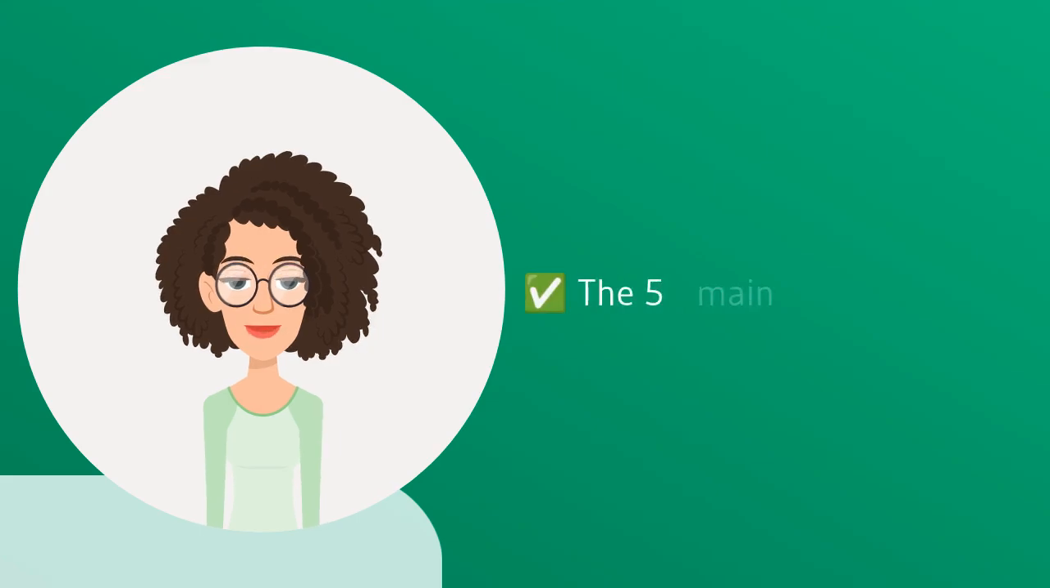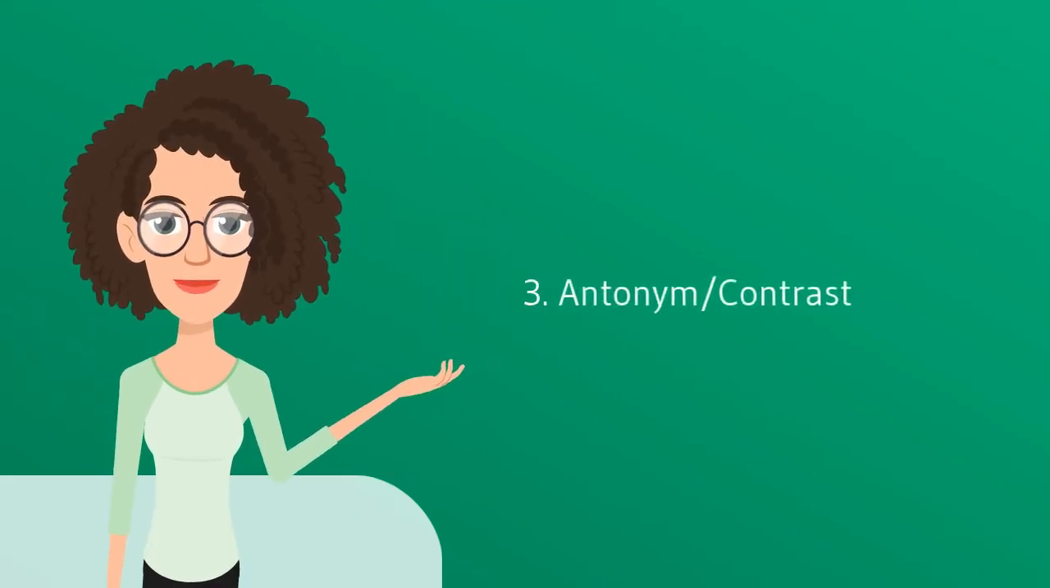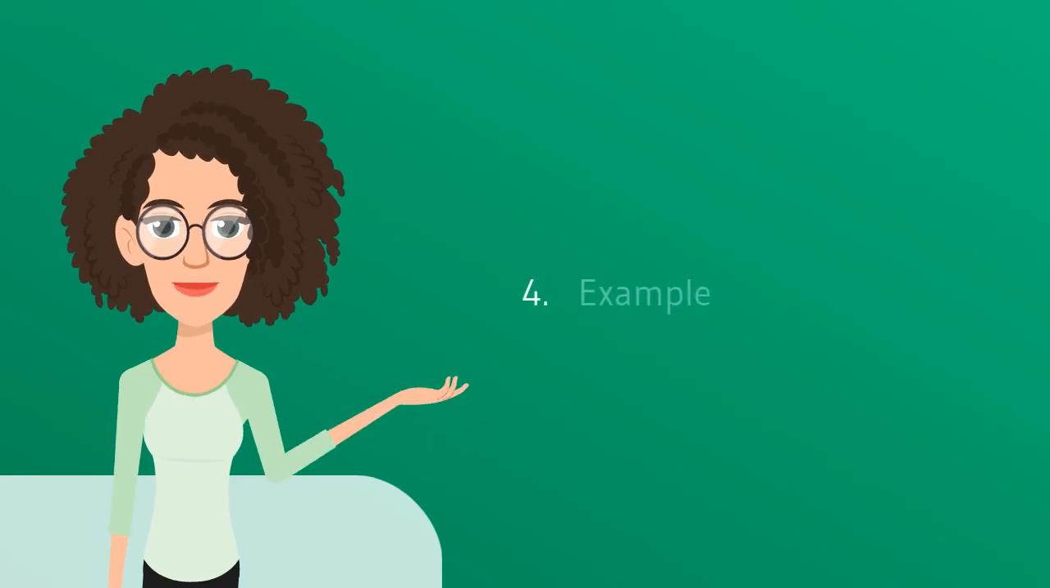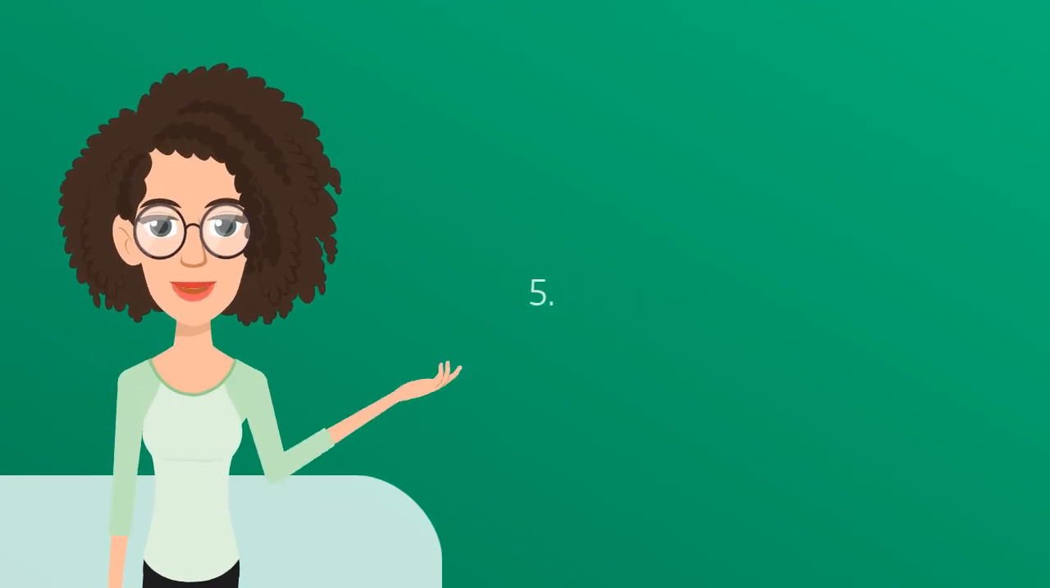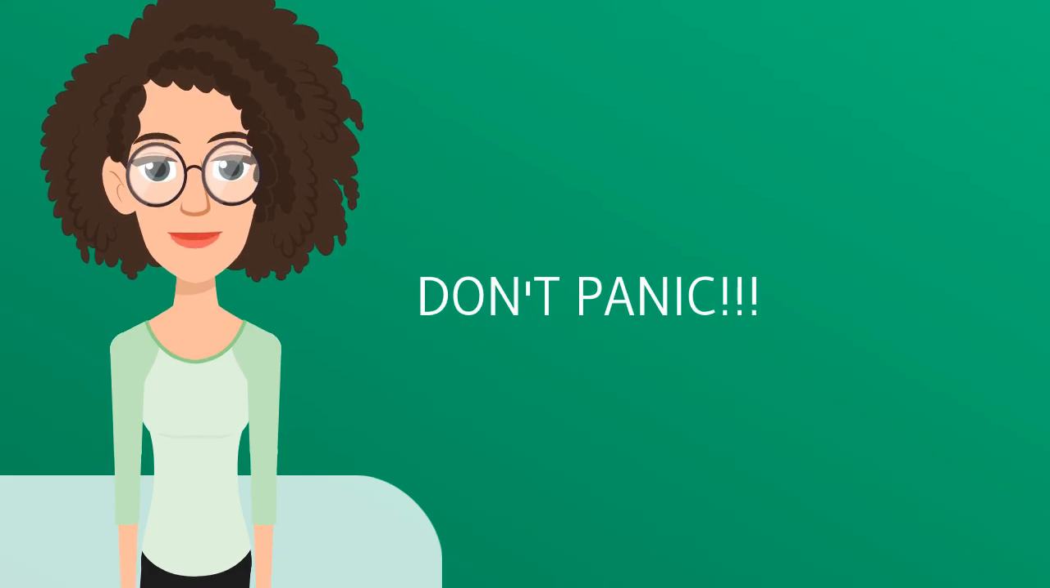The 5 main types are: 1. Definition. 2. Synonym. 3. Antonym/contrast. 4. Example. 5. Inference. Pay attention to signal words like "or," "such as," "unlike," and descriptions. So next time you see a tricky word, don't panic. Scan the sentence. Use your clues.